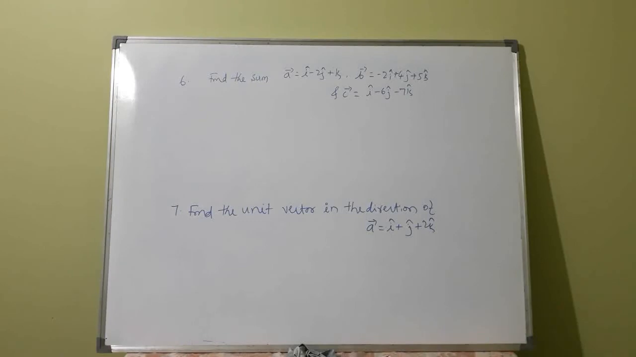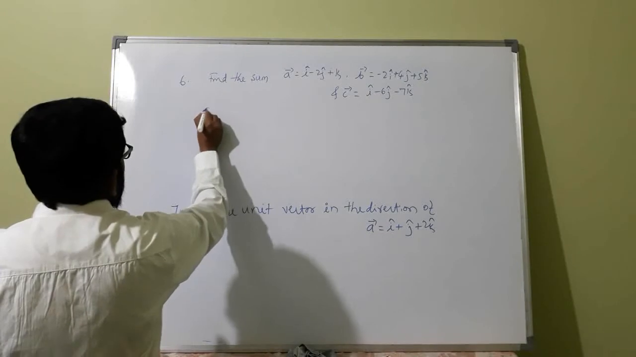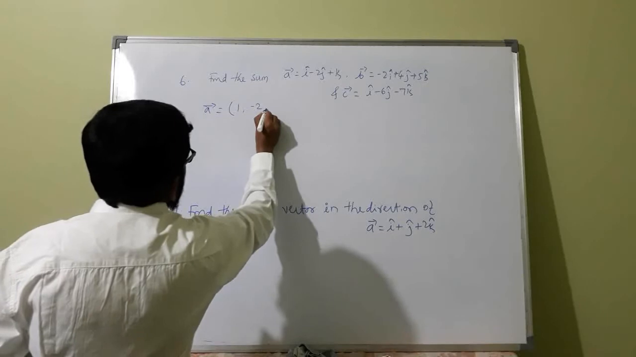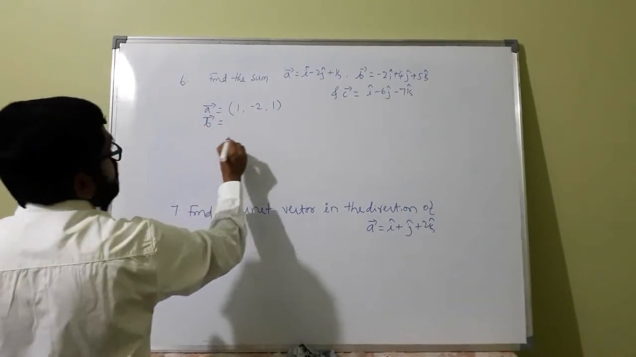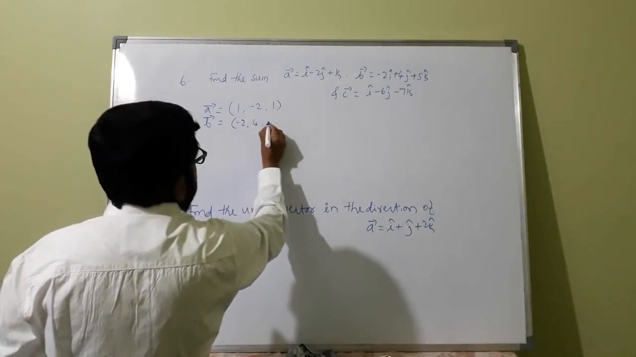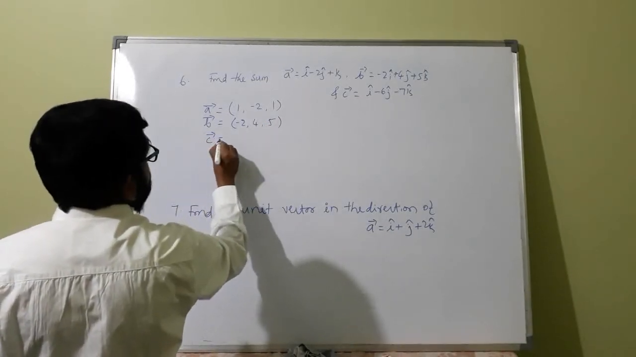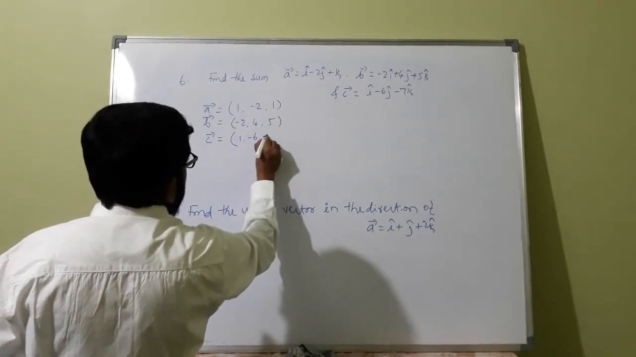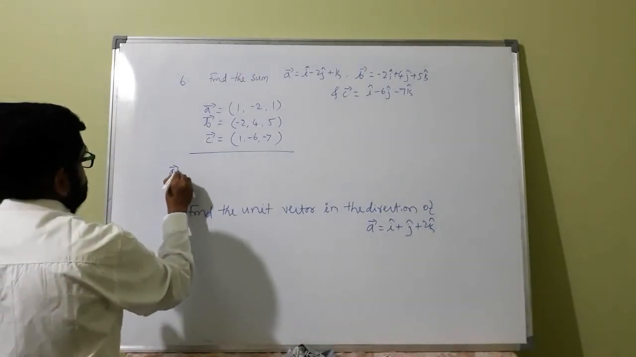Sixth one is find the sum of a, b and c. Okay. What is a? A is i minus 2j plus k, b is minus 2i plus 4j plus 5k, and c is i minus 6j minus 7k. A plus b plus c.